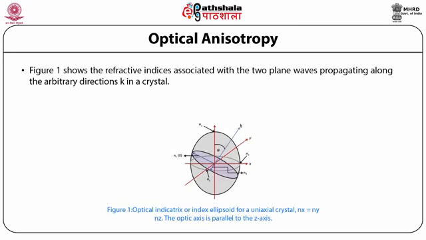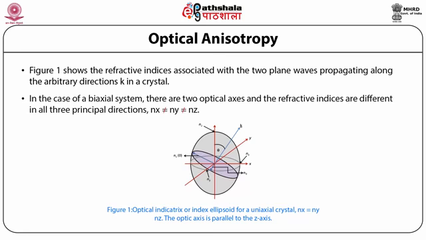This figure shows the refractive indices associated with the two plane waves propagating along the arbitrary directions k in a crystal. In the case of biaxial system, there are two optical axes and the refractive indices are different in all the three principal directions, that is nx not equal to ny not equal to nz. The birefringence of the medium n theta depends upon the propagation direction and is defined as ne minus n naught.